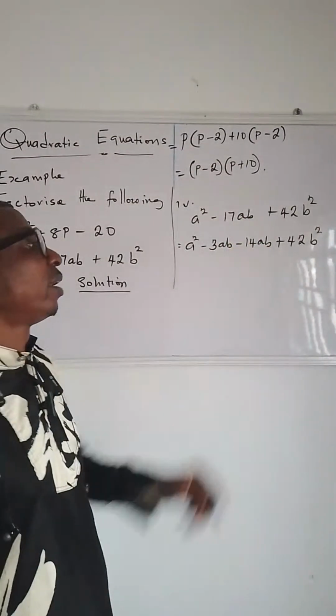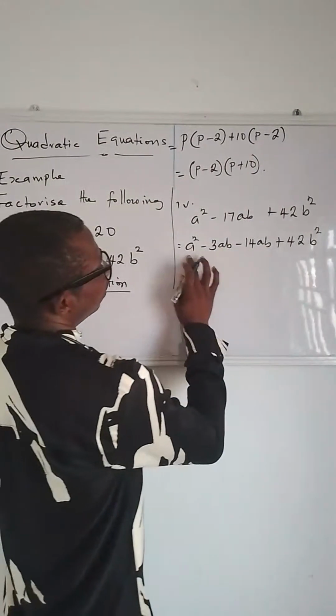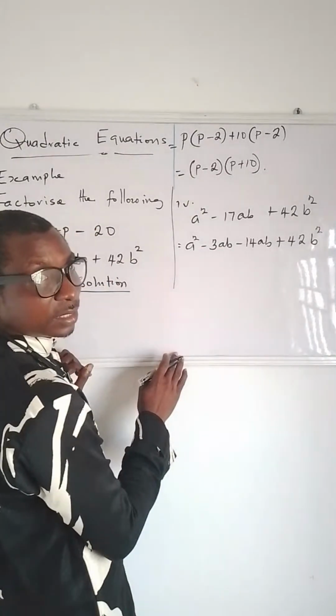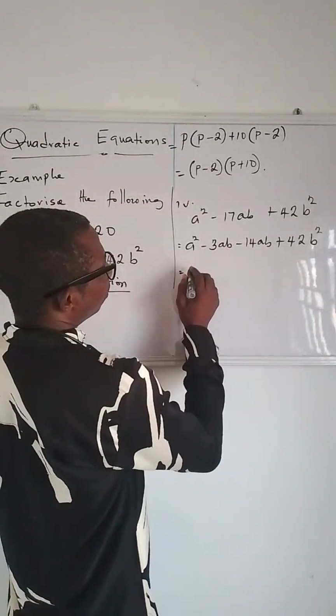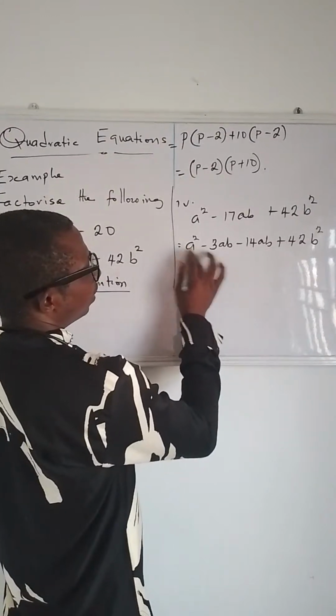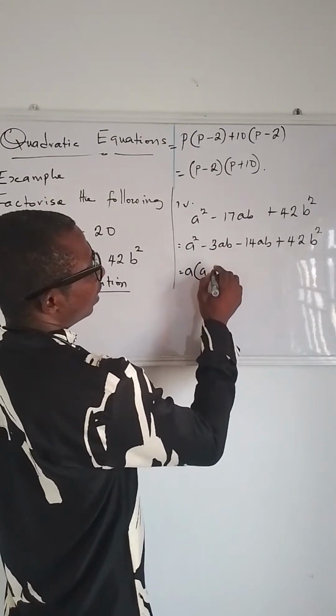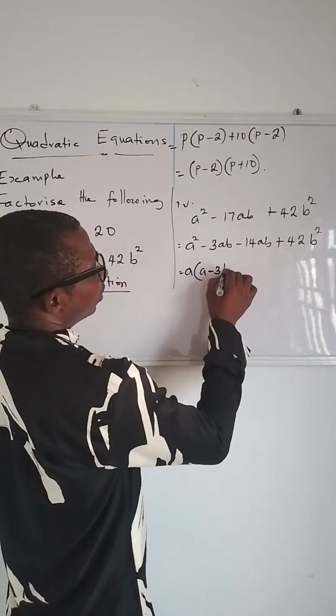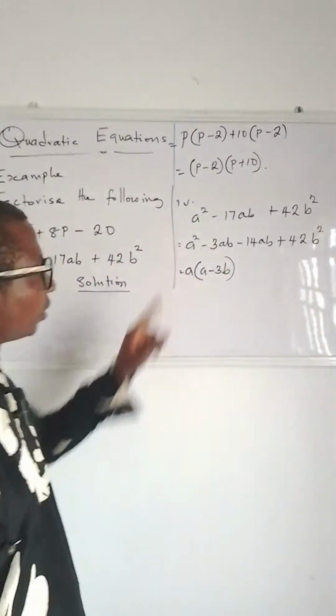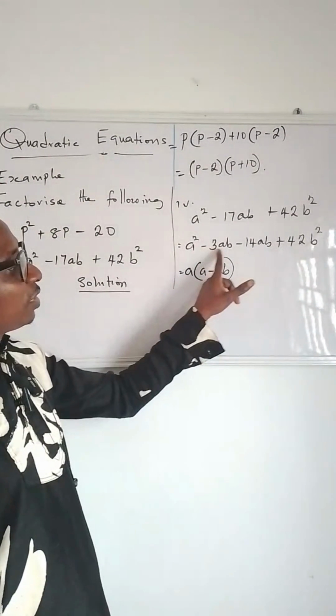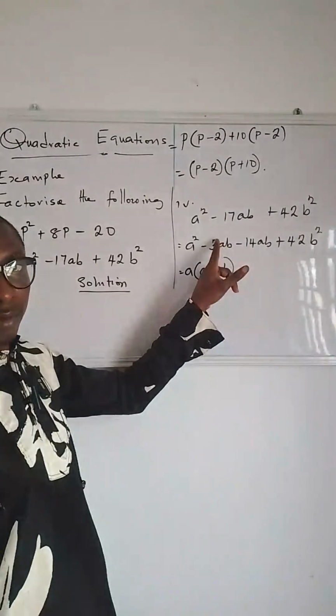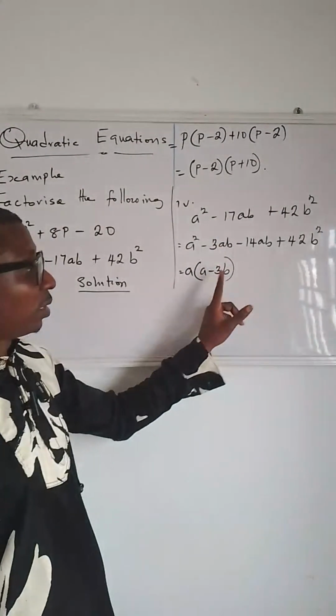So you must write it in terms of what we have here. This is ab. All right, now let's look at this. What is the common factor here? A is common. So when you factor out a, divide this by a, so you are left with a. Divide this by a, you have minus 3b. Okay? Divide this by a, you have a. Divide this by a, this a will go, so you'll be left with minus 3b.